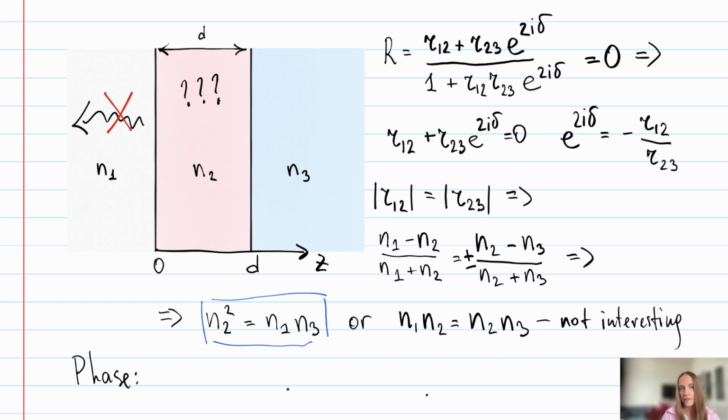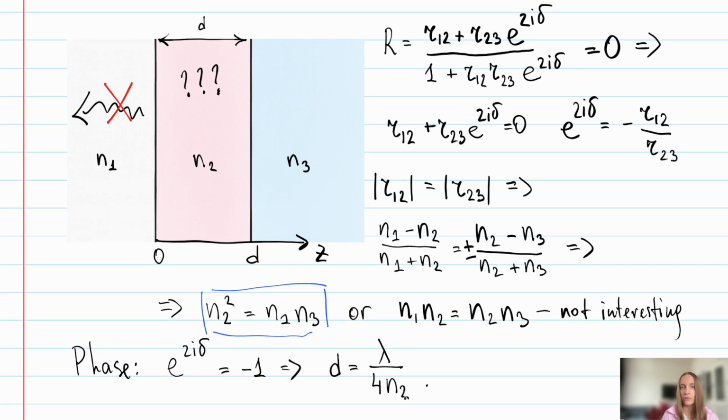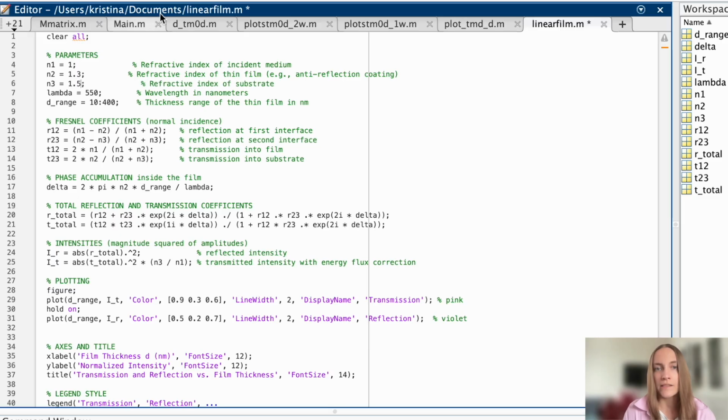As for the phase condition, to make the two reflected waves cancel out, we need the optical thickness of the film to satisfy n2 d equals lambda over 4. This corresponds to destructive interference at the target wavelength. Let's take a visual look at this.